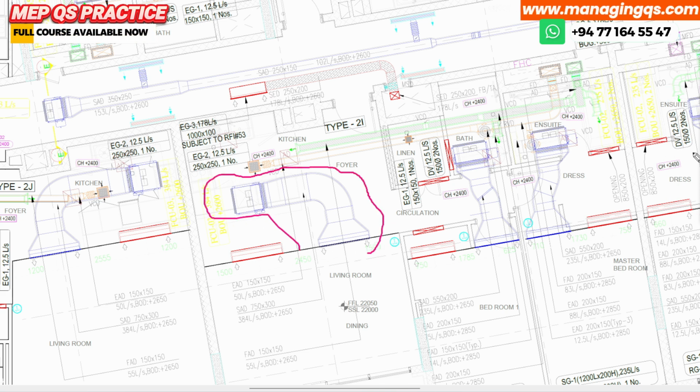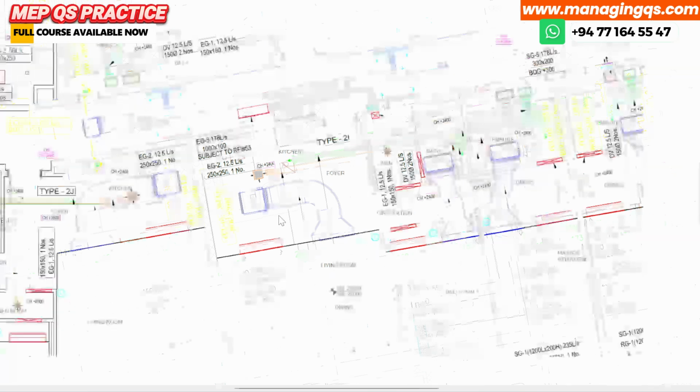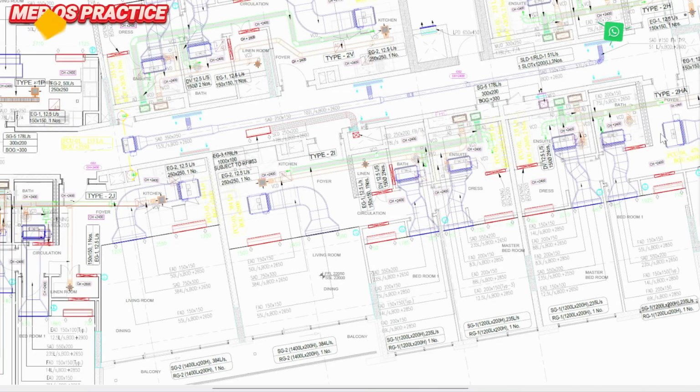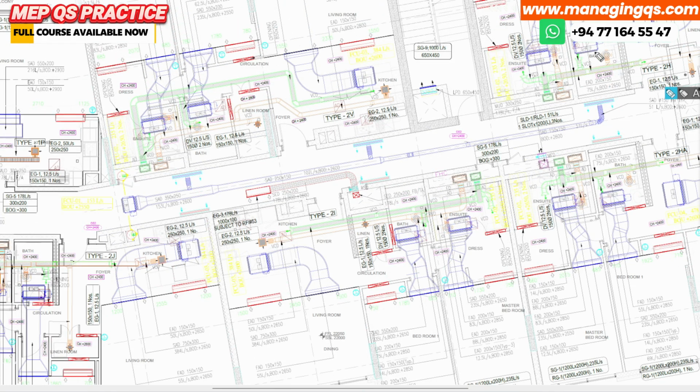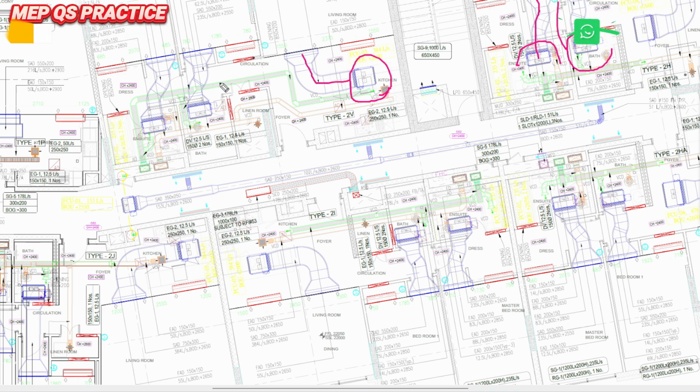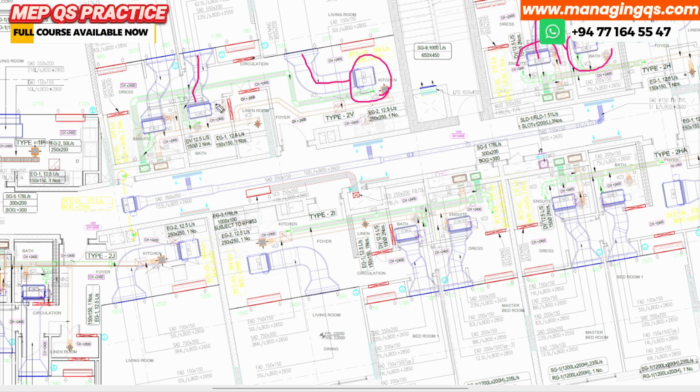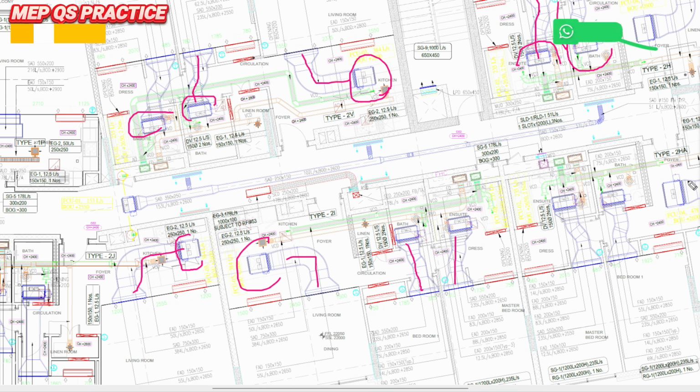Across the entire floor, the entire apartments, you can notice the same concept. This supply air duct is only connected with these FCUs. You can see this FCU is only connected with this one. The same concept here, this FCU is only connected with a small portion of supply duct.